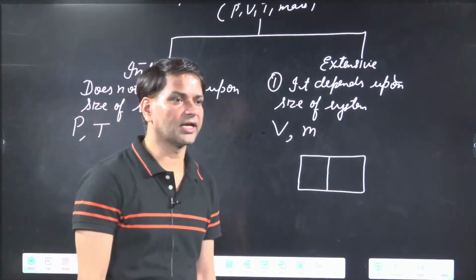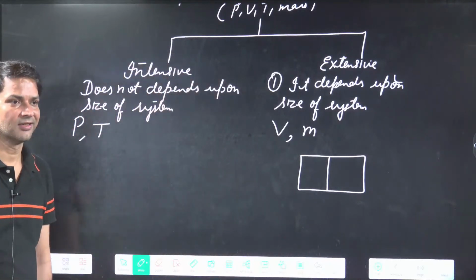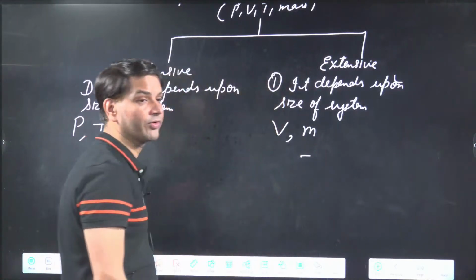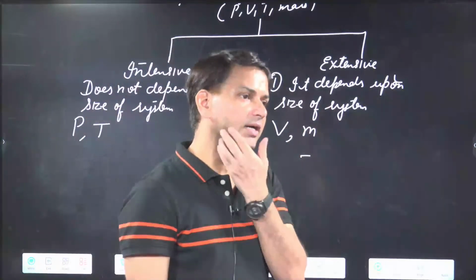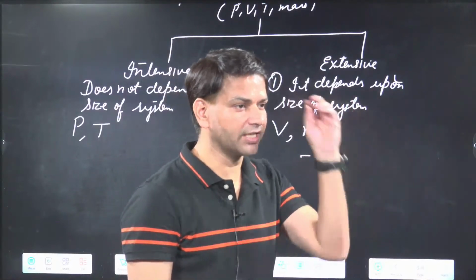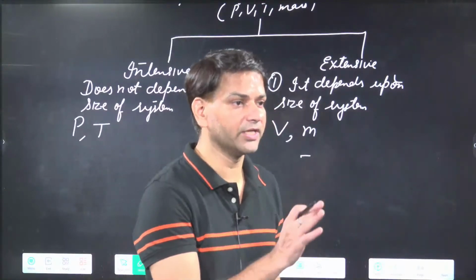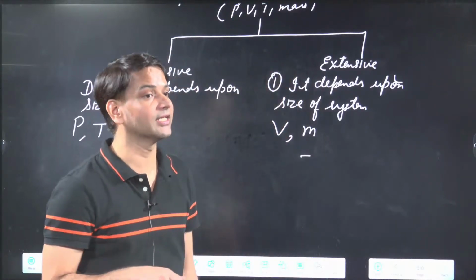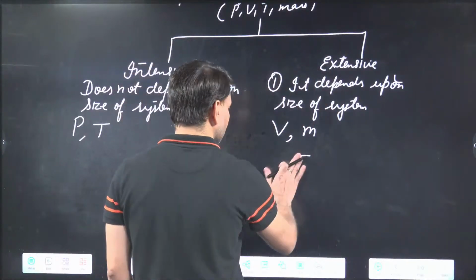Internal energy. What is the formula? We have learned the internal energy formula: f by 2 nRT. Remember? F is not changing, temperature is not changing, R is constant. But the mole becomes half. In each part, the mole will be half. So internal energy also becomes half. So is it intensive or extensive? Extensive. So internal energy we will write as extensive.